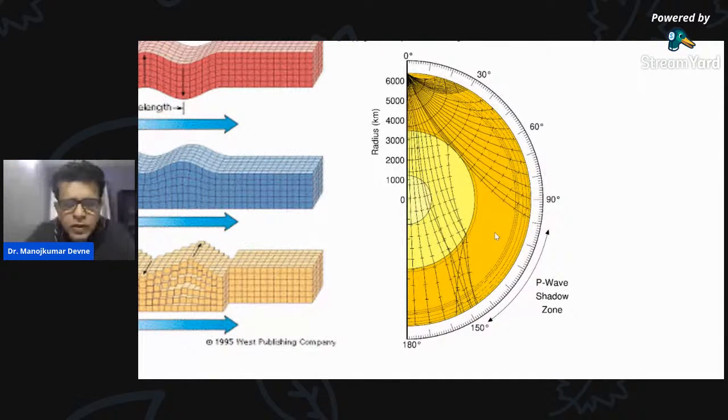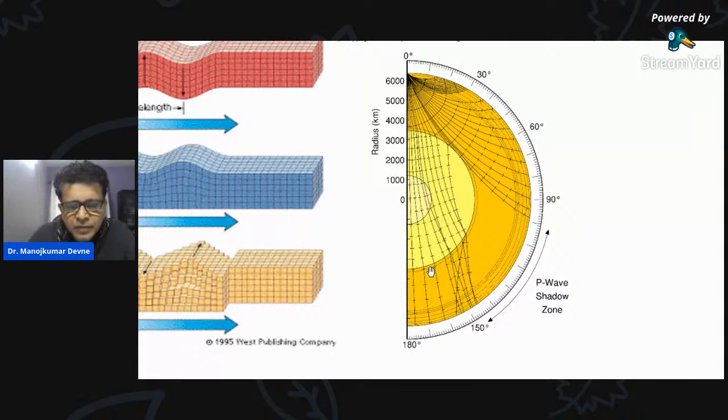Now, what exactly does that shadow zone mean? We are going to go into the details of that. See that this part here, this network here, is basically surface waves. These are surface waves. These are secondary waves, and these are primary waves.